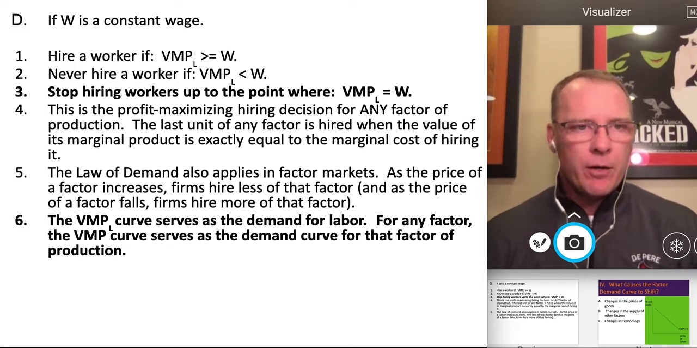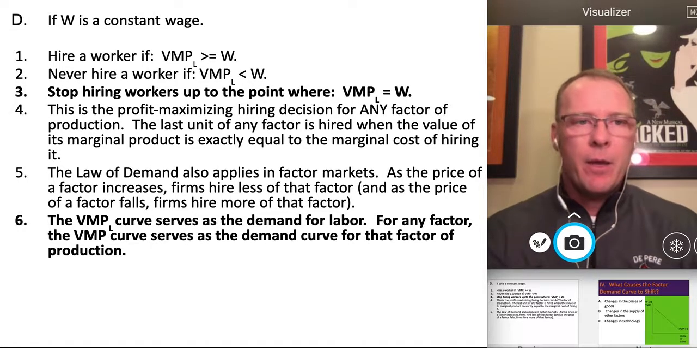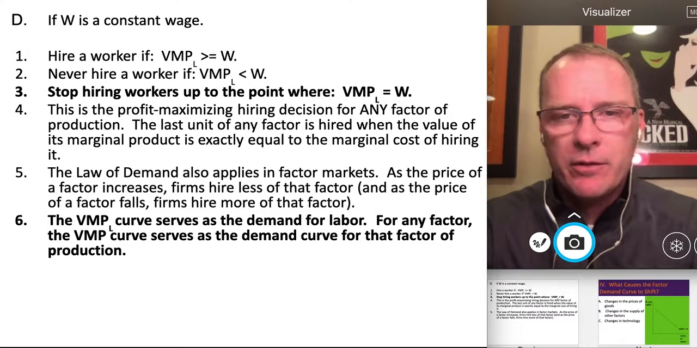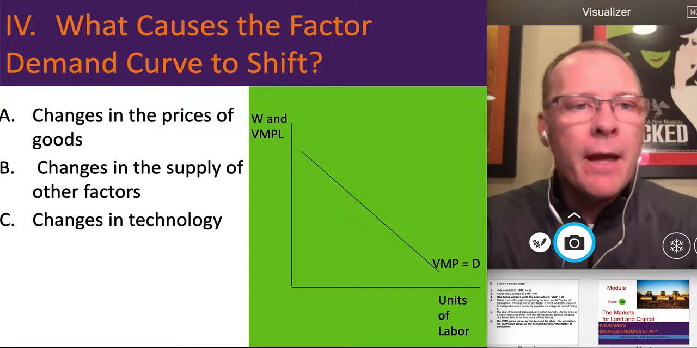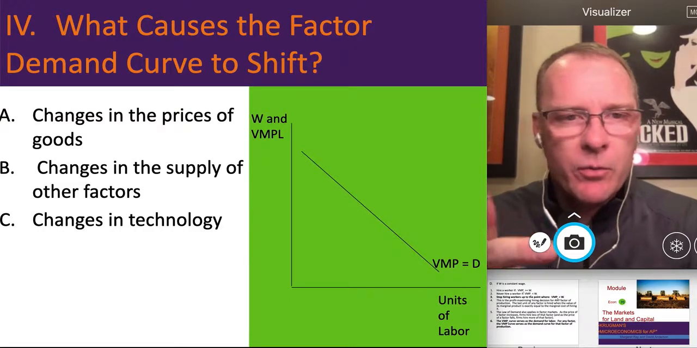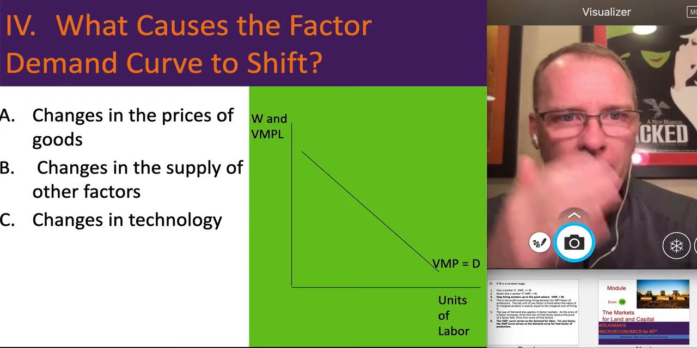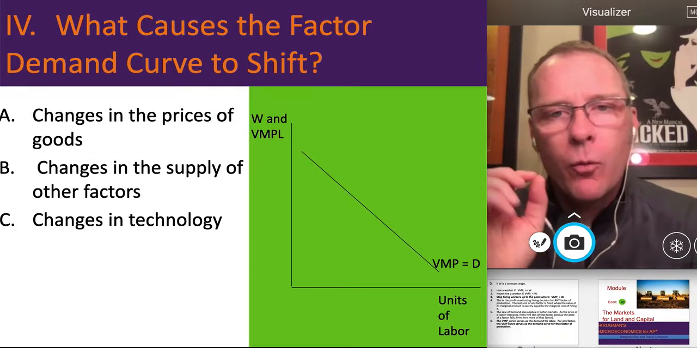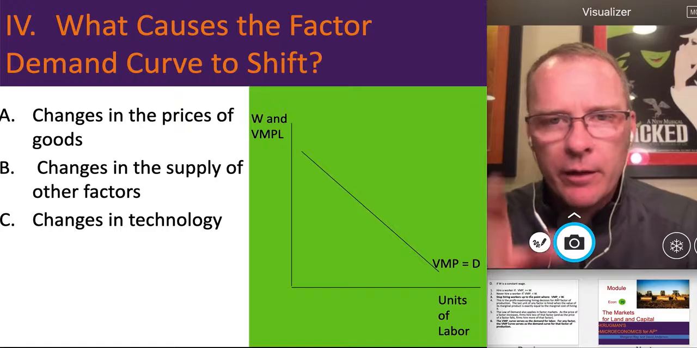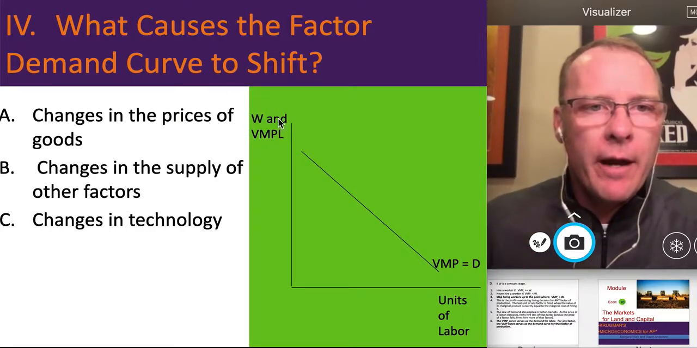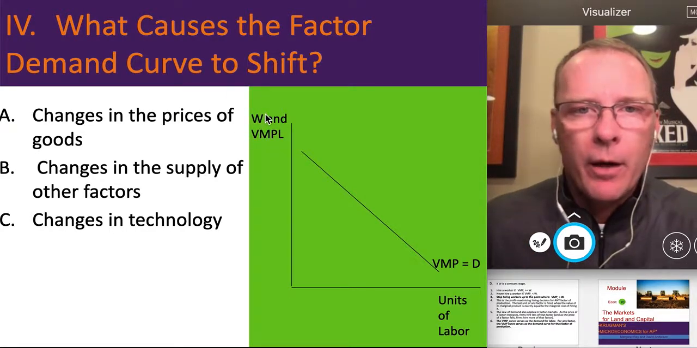Your value of marginal product of labor curve then serves as the demand for labor, and this is true for all factors. So it's not just labor; it could be capital or land or whatever. As you look at the curve, it's going to look just like this one here. So you have the one axis. Now this is the one difference in micro. Most of the time we just put P's and Q's on there. This one over here we're going to put wage, right?